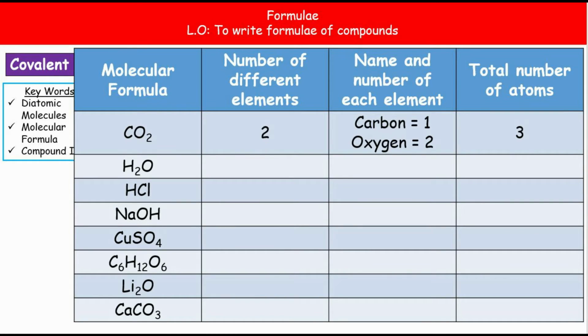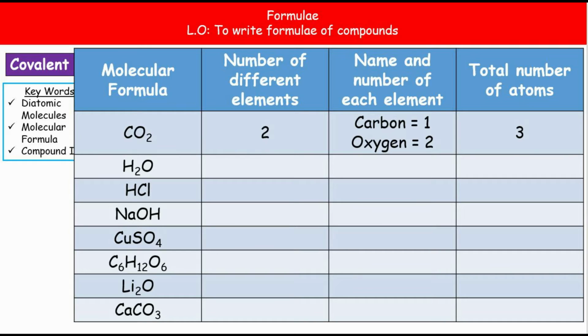Okay, let's have a practice at looking at these molecular formulas, working out the different elements we've got and the total number of atoms. So in the table then, what we've got are a range of different molecular formulas, and I've done the top one for us for carbon dioxide. So in our first column, we're going to write down the number of different elements. In this case, we've got 2. You can spot them from the capital letters.